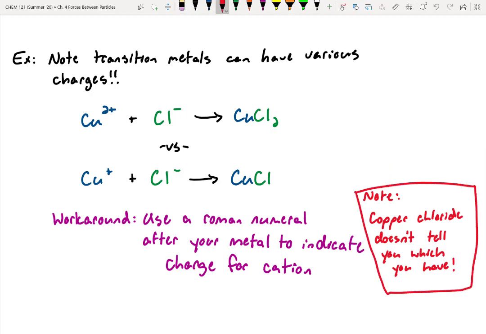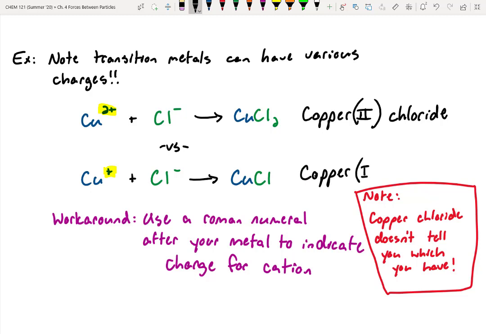Okay, so in the top example, it's quite clear that we had copper with the 2+. So if we wanted to name this, I'd write copper, and then in Roman numerals, 2 chloride. And for the bottom example, where copper had a 1+, I would just say copper 1 chloride. This avoids the ambiguity of just calling something copper chloride. If we just say copper chloride, we don't know if we're talking about copper 1 chloride or copper 2 chloride. So we need that Roman numeral to help us differentiate.